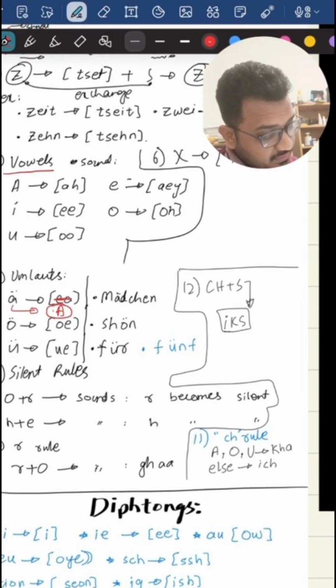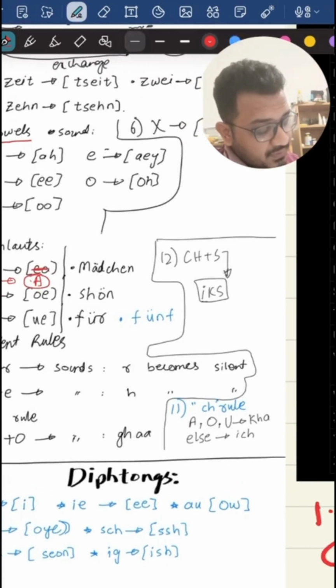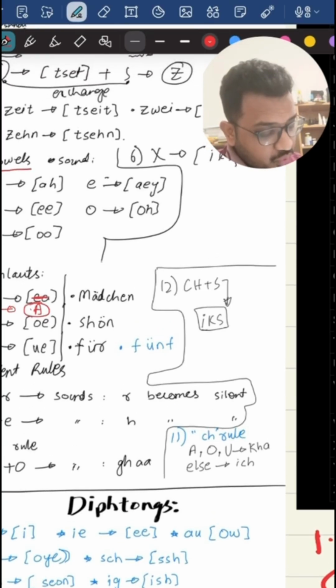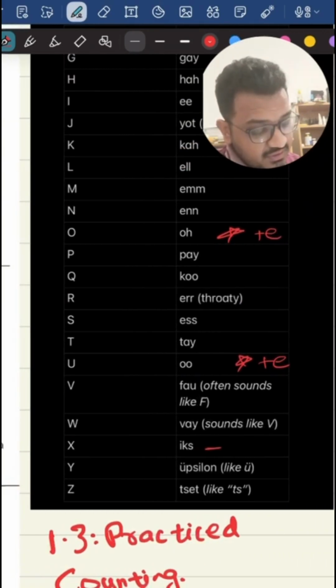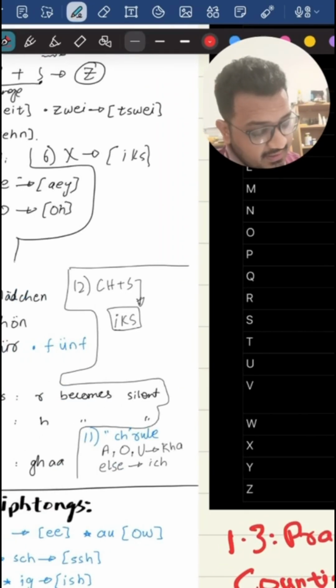Now the 11th rule is basically the CH rule. The rule says that whenever the CH comes with A, O, U, it sounds as ha, otherwise it sounds as sha. And the 12th rule says that whenever CH plus S comes, it sounds as X. It sounds as X.